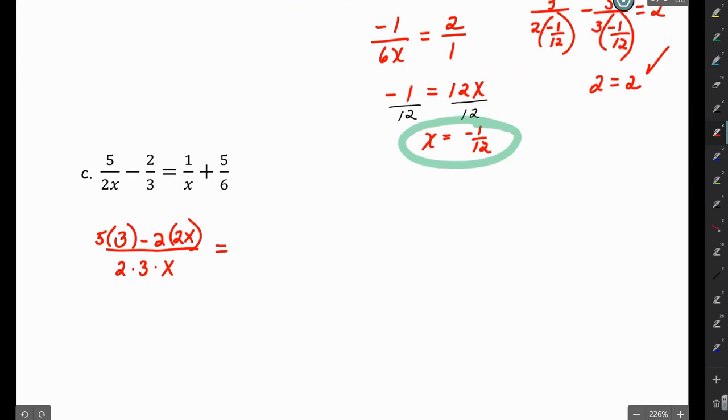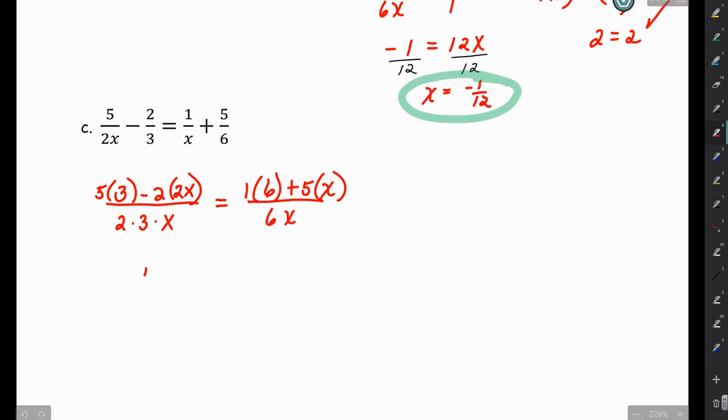Now, on the right side of the equation, the common denominator is 6 and x. We'll write 1 with a placeholder plus 5 with a placeholder. Compare x to 6x. What's extra? 6, it's going to go there. Compare 6 to 6x. What's extra? X, it's going to go there. All right, let's clean this up. So we have 15 minus 4x all over 6x equals 6 plus 5x over 6x.